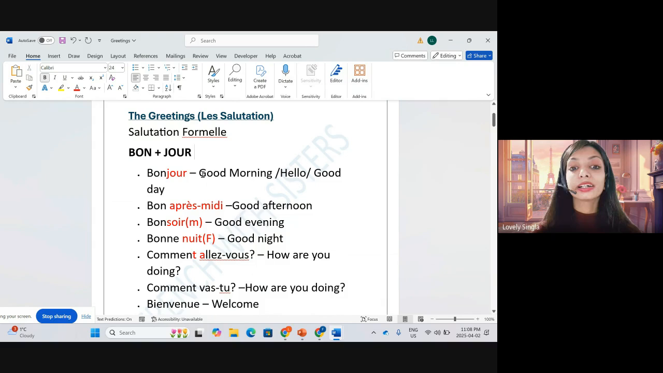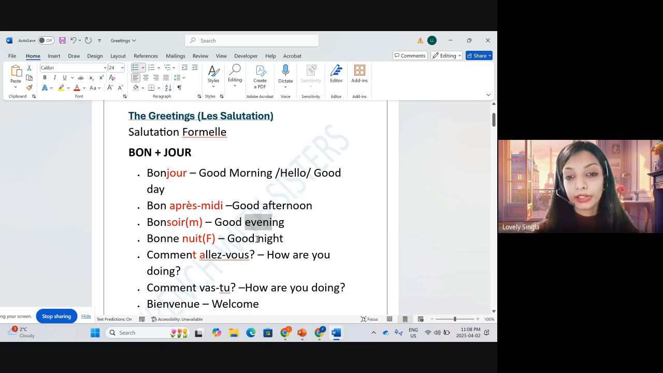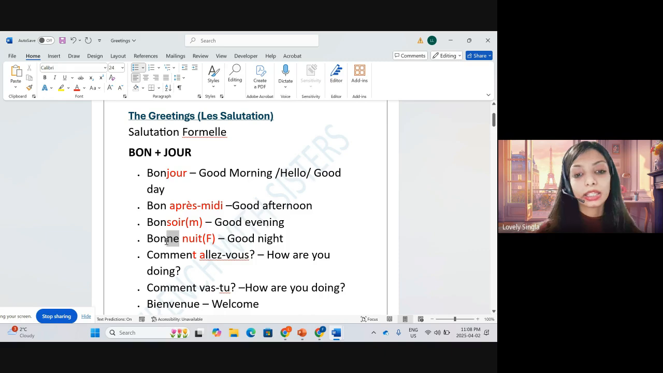Similarly, here the greetings are also categorized in genders. So if you say bonjour, bon après-midi, bonsoir, these all greetings are male greetings. Basically, in French, they consider evening, afternoon, and morning as males. So they say bonjour, bon après-midi, bonsoir. But when it comes to night, they consider night as female. So they put NE at the end to indicate that it's female.